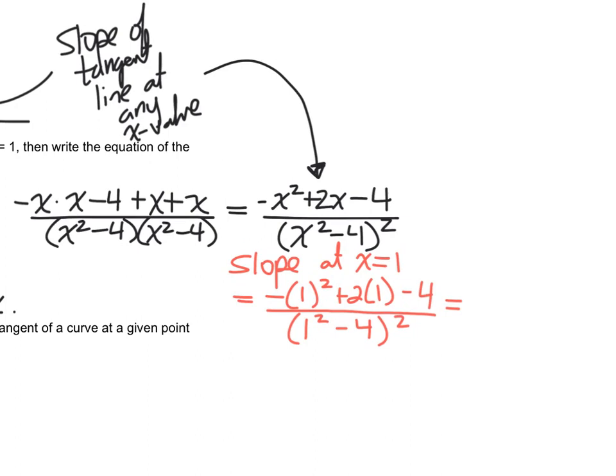All right, so I have negative 1 plus 2, which is positive 1, minus 4 is negative 3. On the bottom, I got 1 minus 4 is negative 3 squared is 9. So we're looking at negative 1/3.